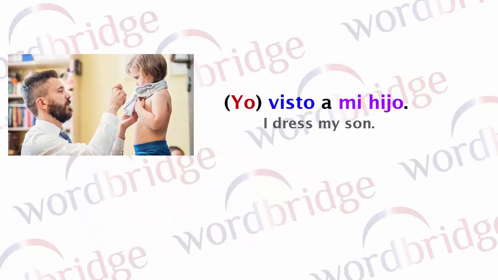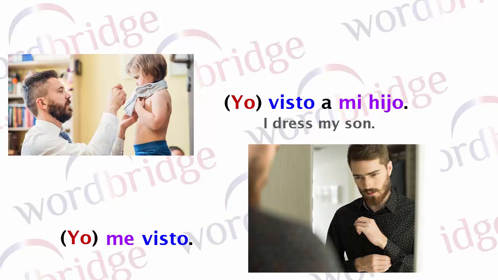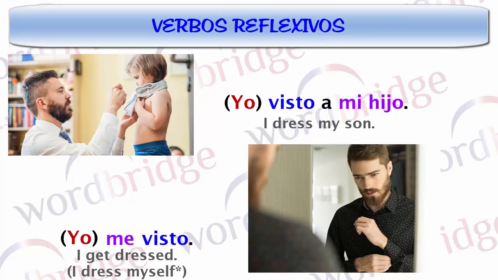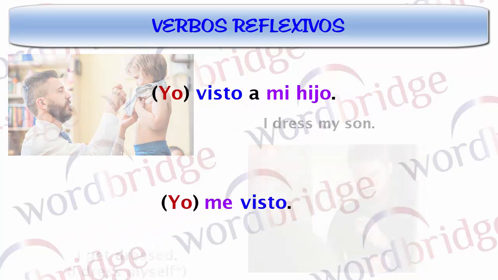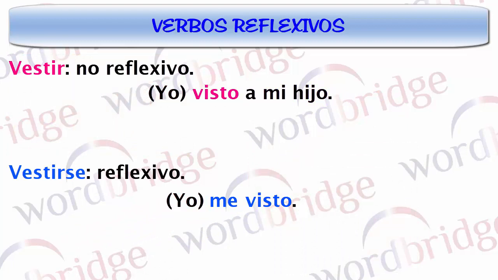Knowing that, let me ask you, what happens when I don't dress my son but myself? How do I express that in Spanish? Well, in English we would say I get dressed. We don't say I dress myself, but that's how it works in Spanish. That's how we say it. Yo me visto or me visto. The verb is vestirse. So, to summarize, we could say that when we use a reflexive verb, it means the subject and the direct object are the same.